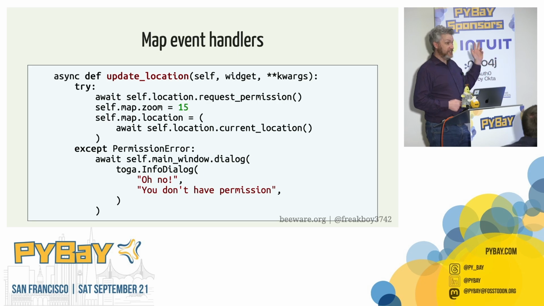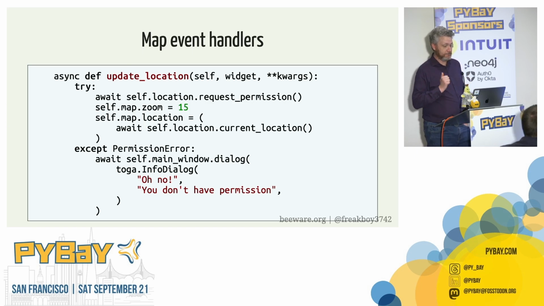We could also turn on continuous location tracking, and you just get a little callback every half a second, every second, telling you where the updated location is. Or you could drop a map pin. Toga's got APIs for all those sort of services. There is another exception that could be raised here, which I haven't included in the code, which is not implemented.